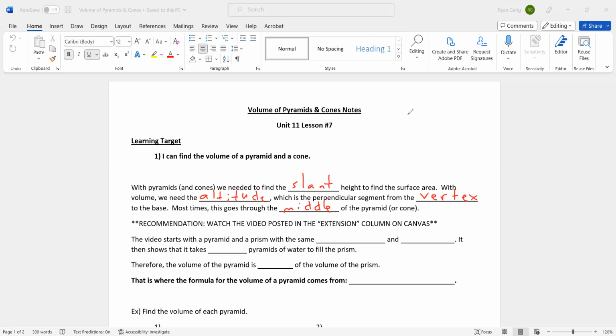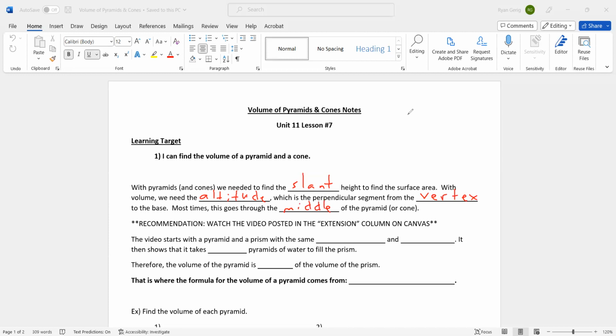Now, I posted a video in the extension column, or the extra resources column, on Canvas. If you're one that likes to know where these formulas come from and you can actually see it, that's what the video is for. If not, I'm going to summarize the video right now.